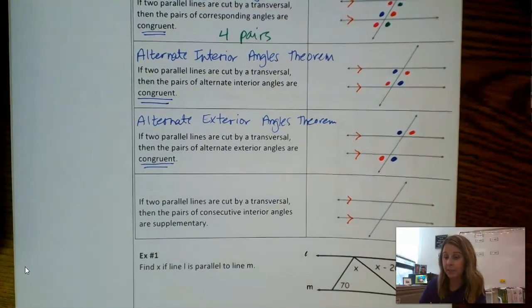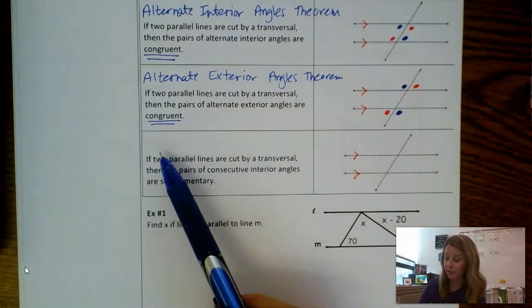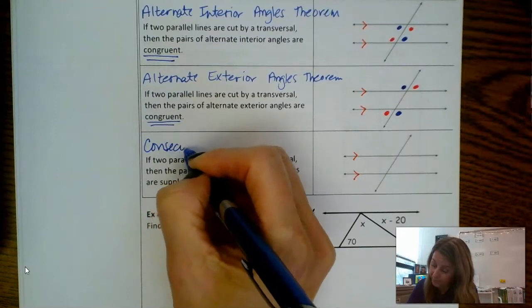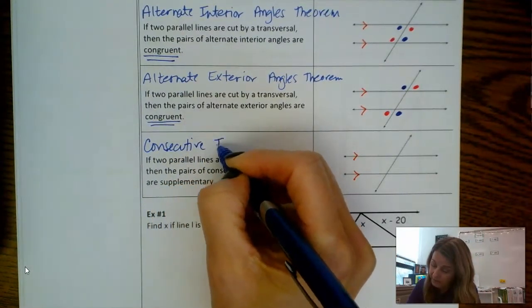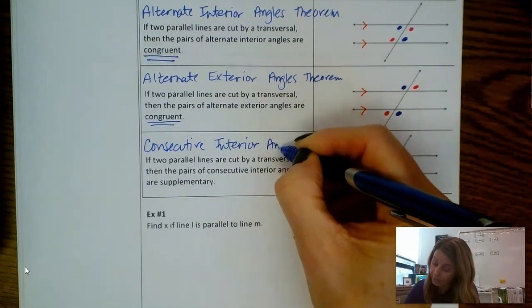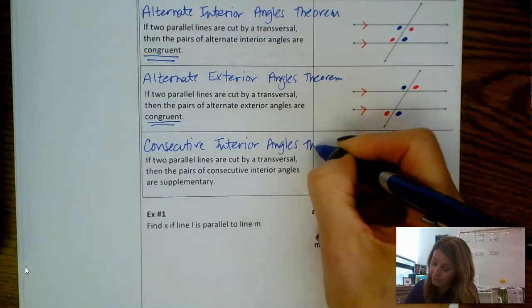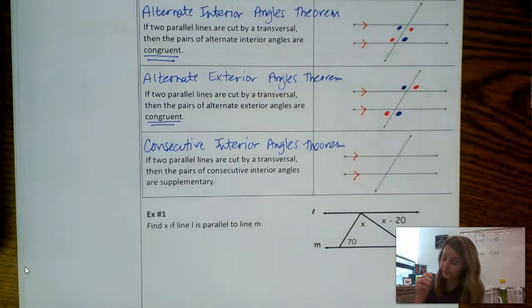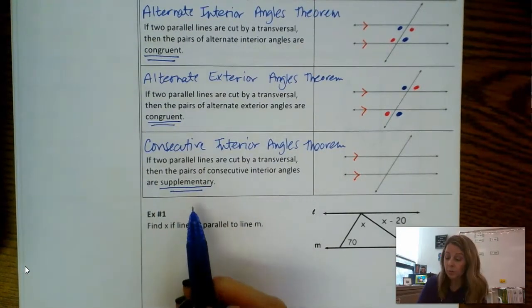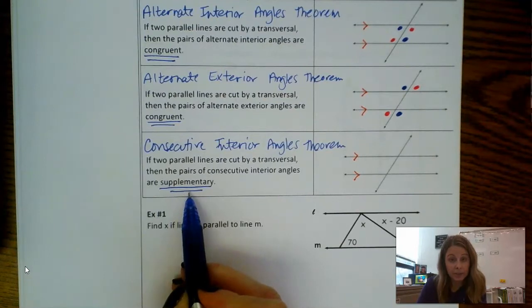Okay, our final one is our last set of angles, our consecutive interior angles theorem. Okay, so this says if two parallel lines are cut by a transversal, then the pairs of consecutive interior angles are supplementary, all right? So notice they're not congruent.